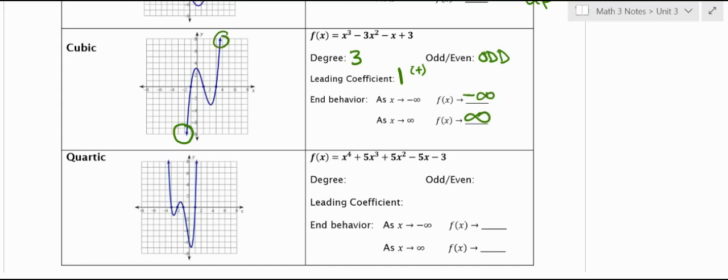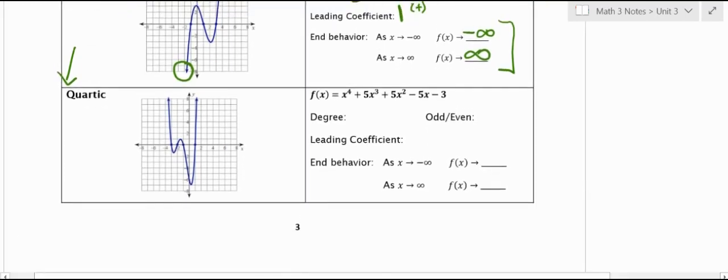And we can see, just like we saw with the linear that was a degree 1, this one also goes in different directions. So when we have an odd degree, the end behavior is going to go in different directions. And specifically, the left is going to go down, the right is going to go up. So when we go from left to right, it's going to be increasing.